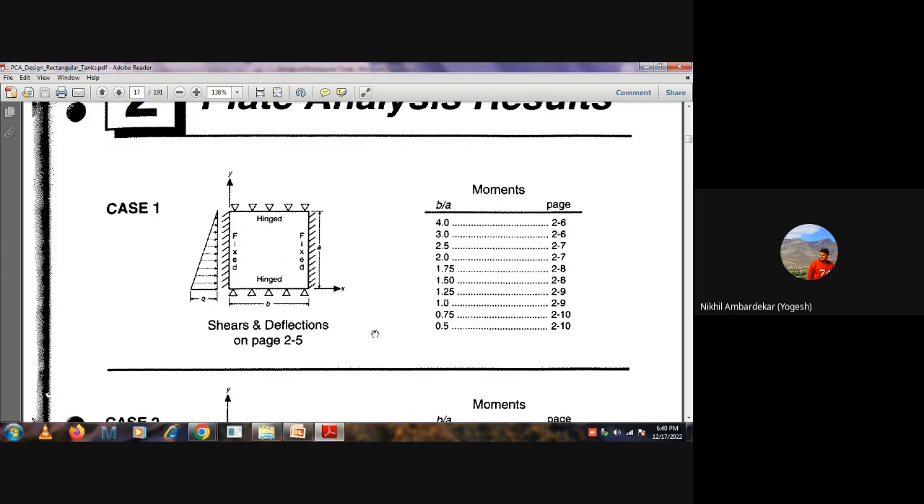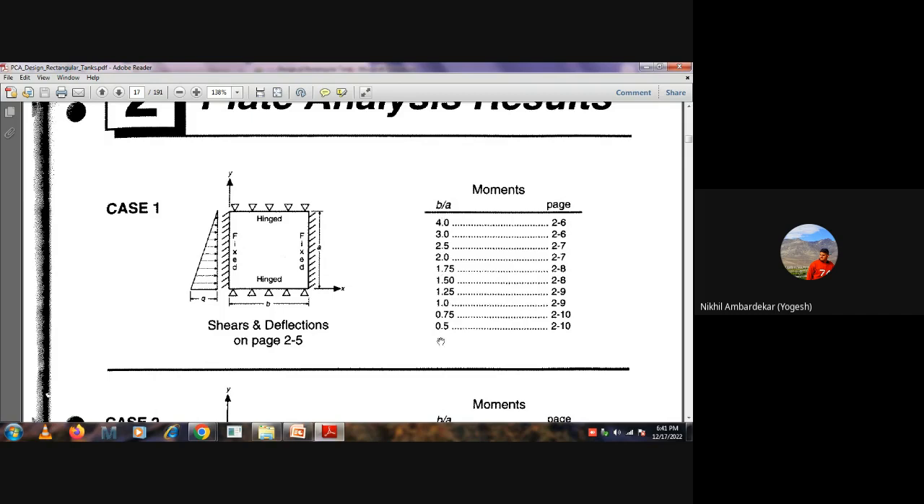Okay, and if I see this table, the right side table, what I get from this table is the aspect ratio. Aspect ratio means B by A, length divided by height of the wall panel. So I get some ratio, correct? If the ratio is 4, then where do I need to find it? I need to go to the 2-6 page. Likewise, you will get all the aspect ratios from 4 to 0.5.